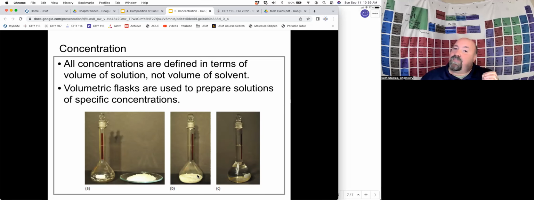Again, keeping in mind that when we talk about volumes with these, we're talking about volumes of the total solution, solute plus solvent, which is why they added the solute here first, then added enough water so that the total volume, solute plus solvent, was at 50 milliliters. So that's important to keep in mind.